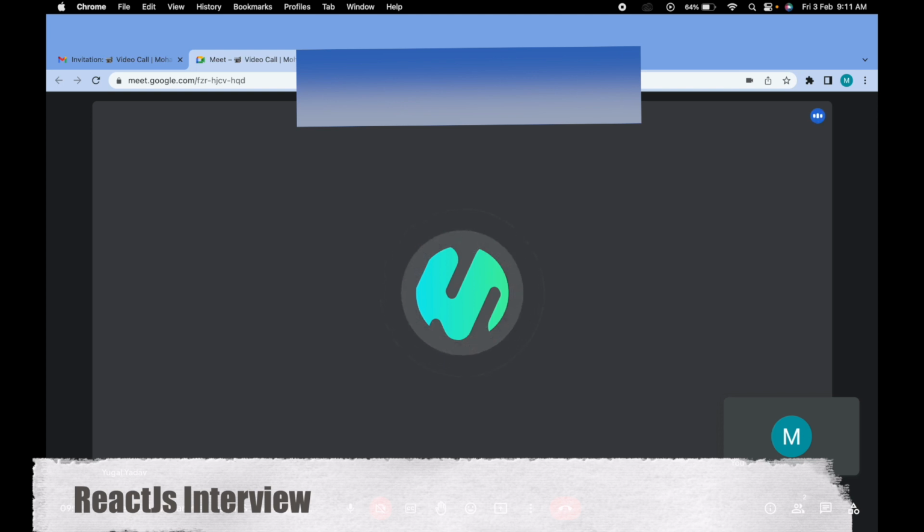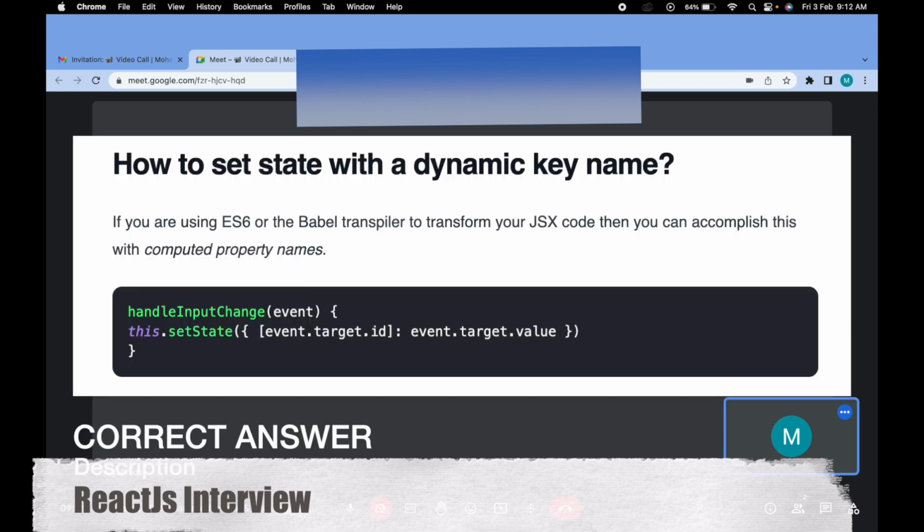So how can we set a state with a dynamic key name? Set state with a dynamic key name. Sorry, I didn't catch.